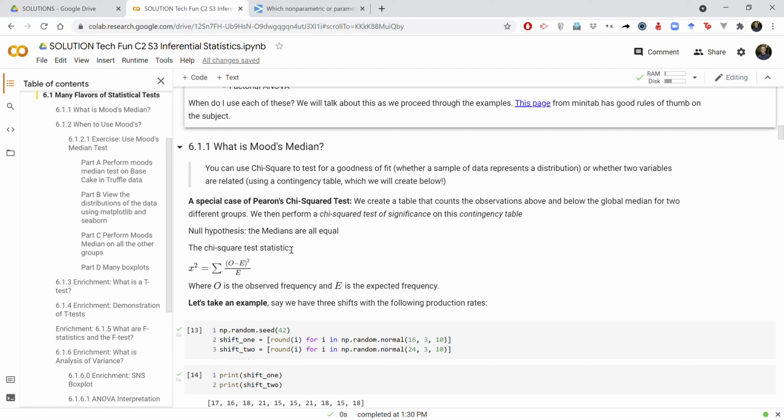The chi-squared test statistic is written as the summation of the observed minus the expected frequencies squared over the expected frequencies.